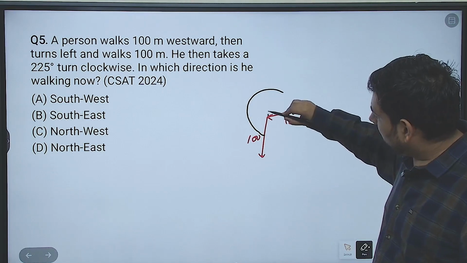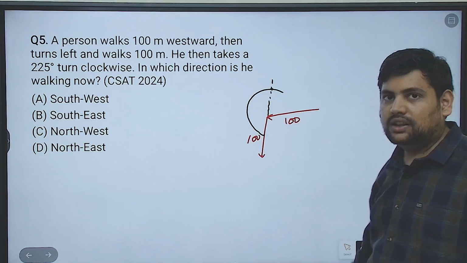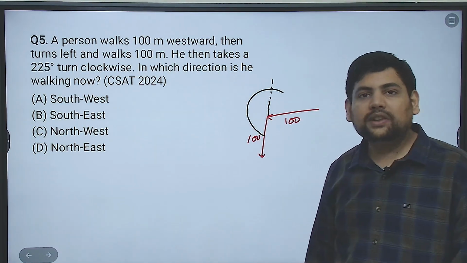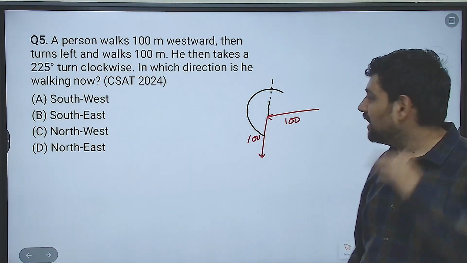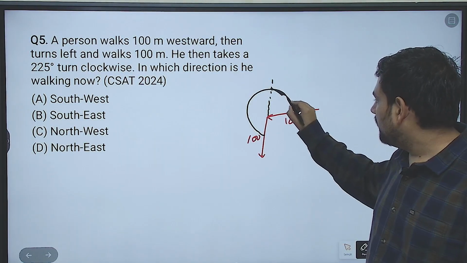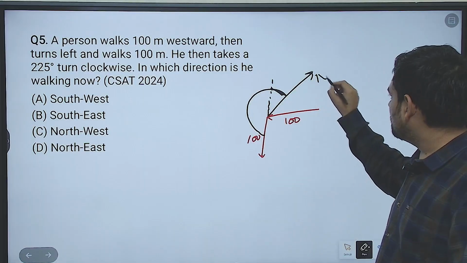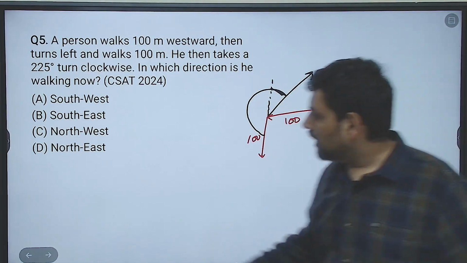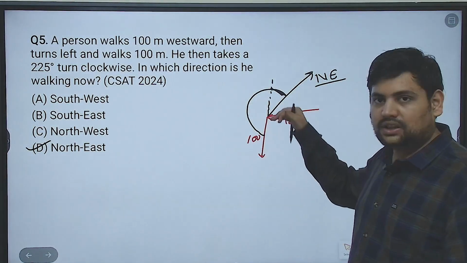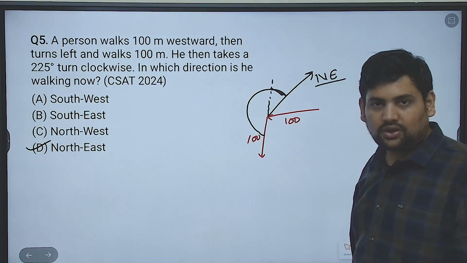First of all, when he reaches the exact same line, what is this angle? This angle is 180. After that, he has to travel 225 degrees, that means 45 degrees more. So 180 is done, and then 45 degrees more. Which direction does he reach? This is north east. The answer becomes northeast. Simple. First he went west, then he took a left, and after 225 degrees he reaches northeast.